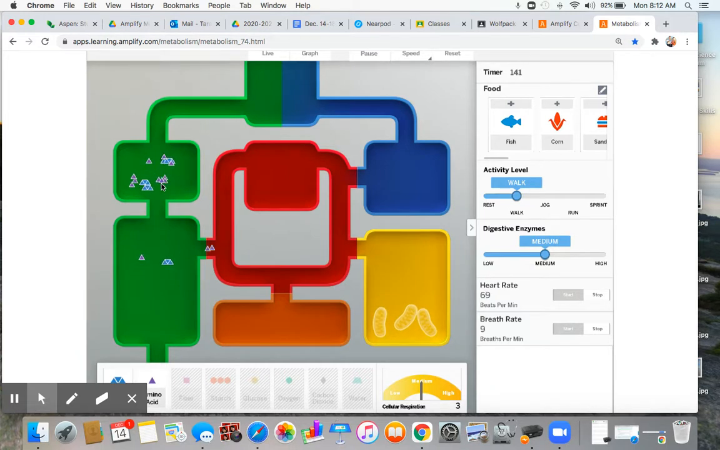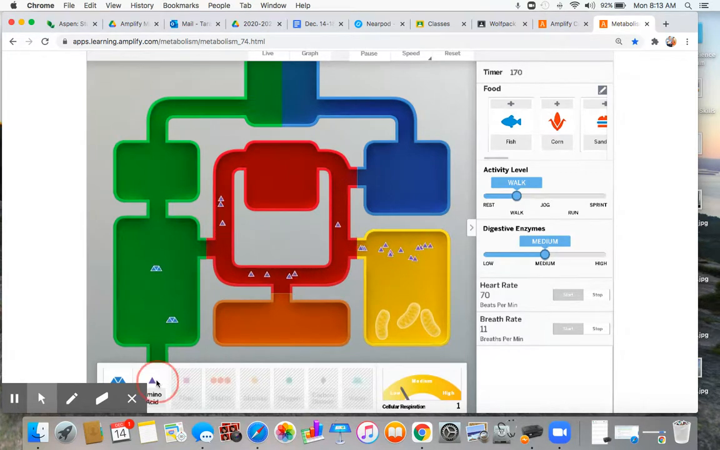And then, oh, look at that. Stomach and small intestine are breaking down those proteins into amino acids. And notice that only the amino acids are entering the bloodstream, not the whole proteins. And then they, again, are entering into all the cells in our body. Okay, just those amino acids.